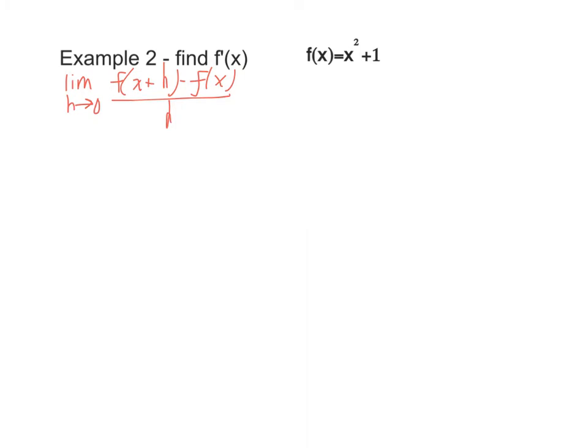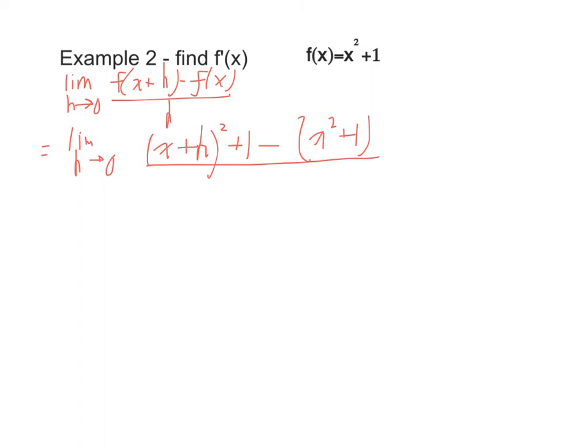This is where it gets a little bit more difficult. When you substitute x plus h in for x, it becomes (x plus h) squared plus 1. Then I'll subtract off the original function and put that all over top of h.